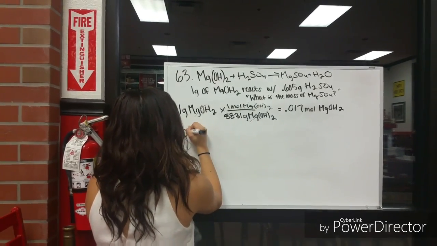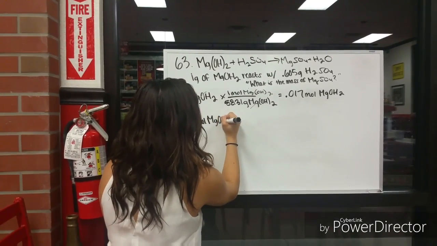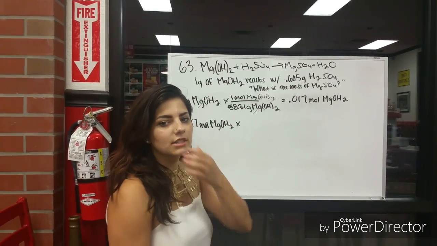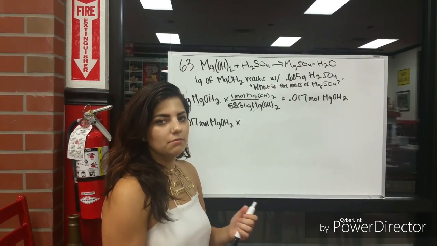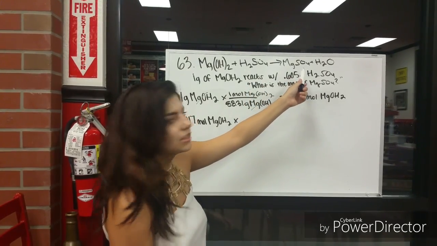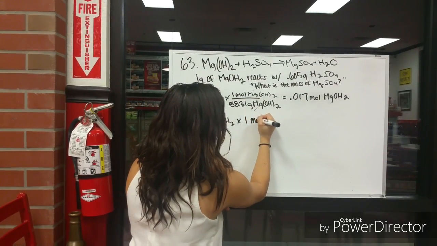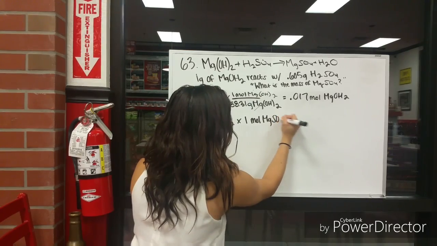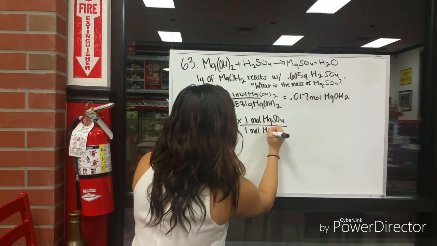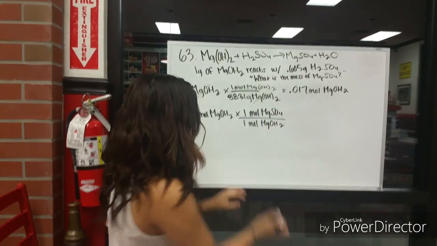And we're going to take the answer from this equation and put it down here to find our next amount. So Mg(OH)2. And what we want to find next is the amount in moles of MgSO4. And so what we're going to do is put 1 mole MgSO4, and then we're going to have 1 mole Mg(OH)2. And that's going to get this by itself for us because these will cancel out.